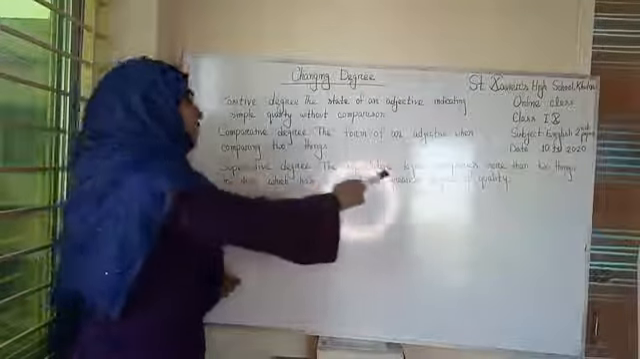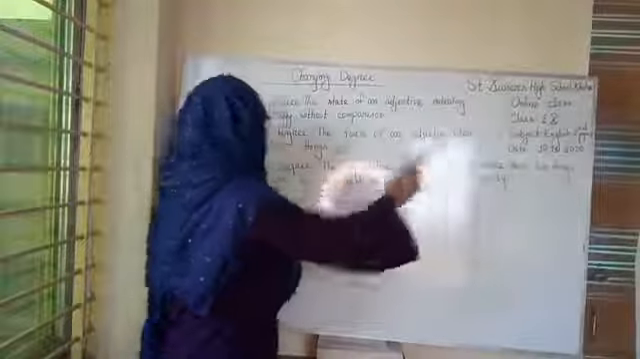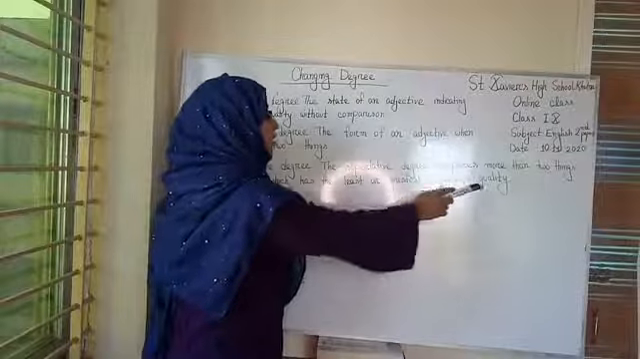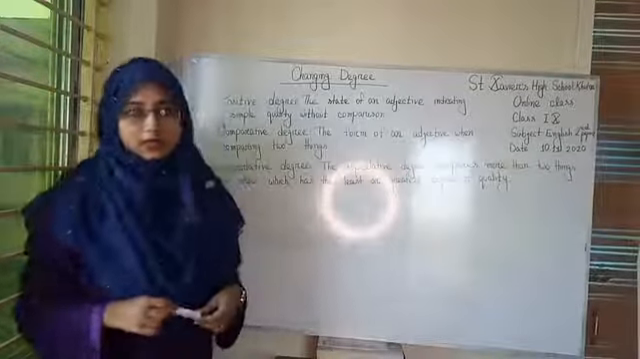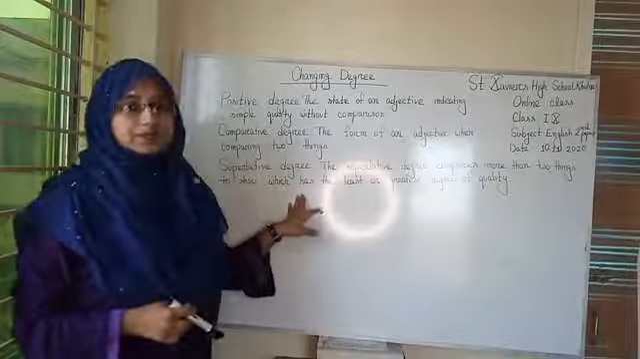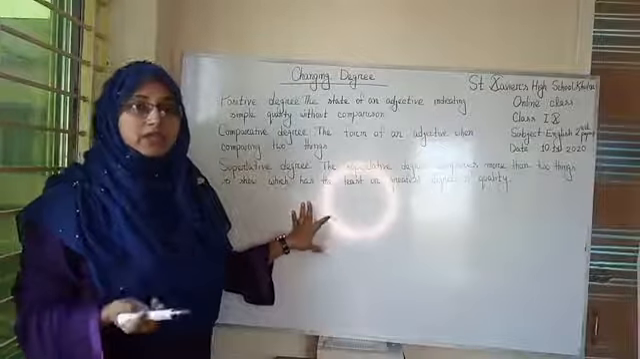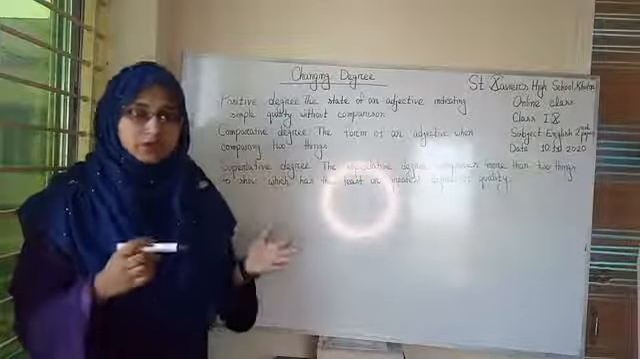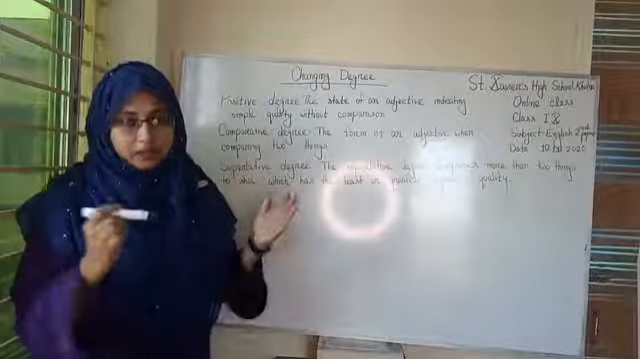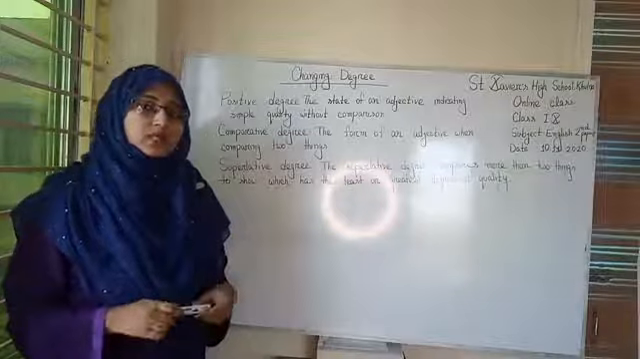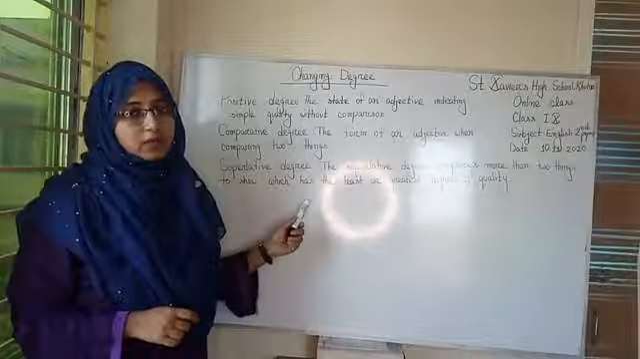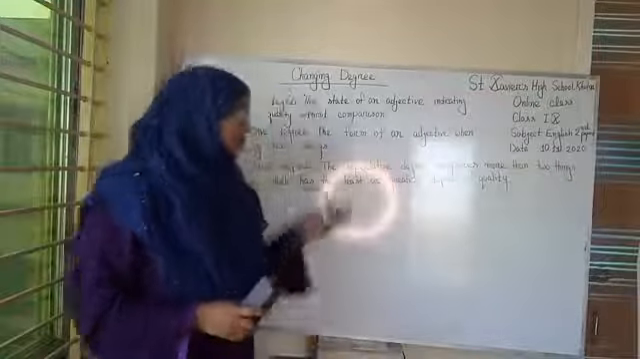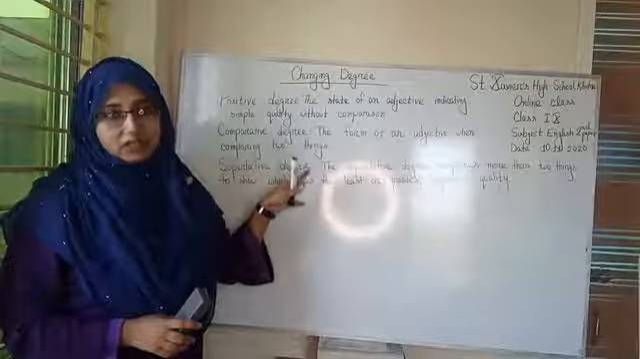Next, superlative degree. The superlative degree compares more than two things to show which has the least or greatest degree of quality. So what is superlative degree? The degree we use to compare more than two persons or things to show which is the best or which is the worst is the superlative degree. Okay, now that's all the definitions.